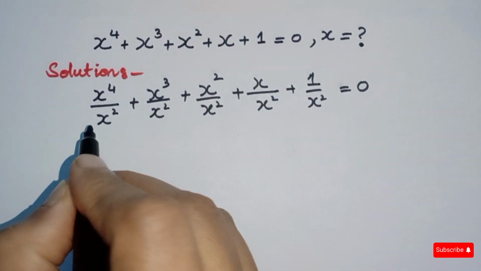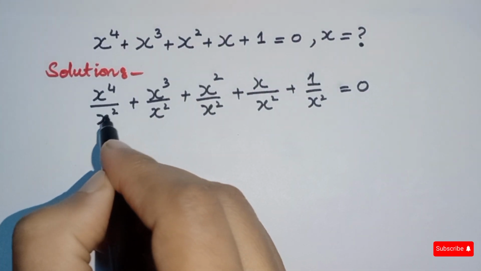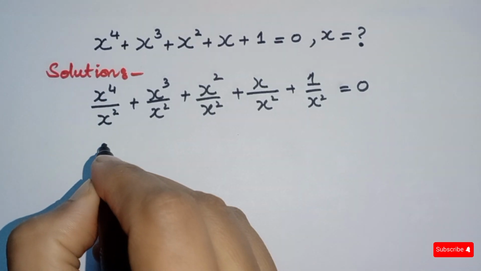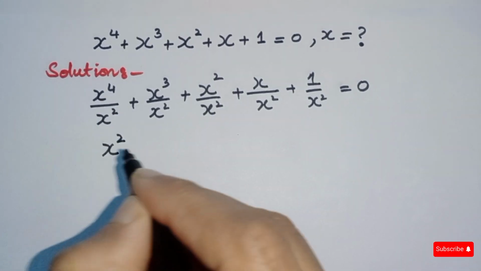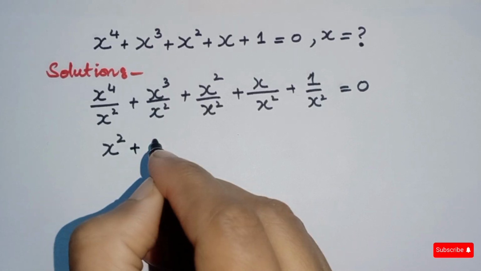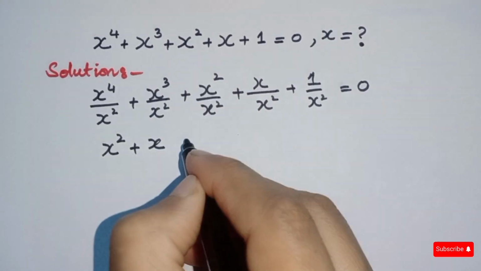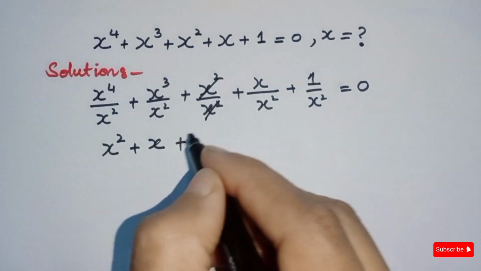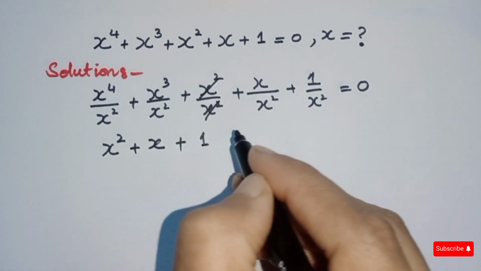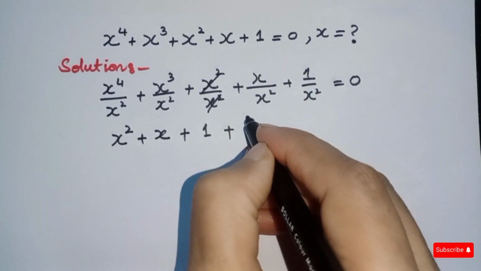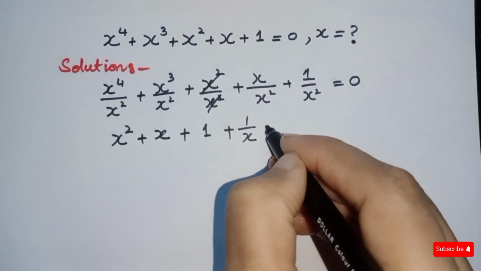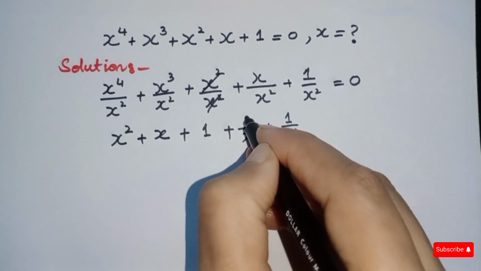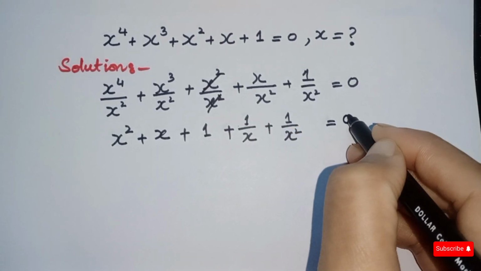So from here, x to the power 2 will cancel out with this x to the power 4 and we will be left with x to the power 2. Here we will get x to the power 1. Here x to the power 2 will cancel out with x to the power 2 and we will get 1. So here we will get 1 over x plus 1 over x square is equal to 0.